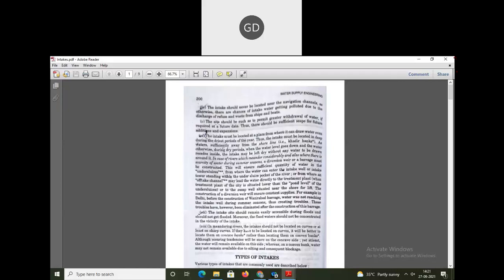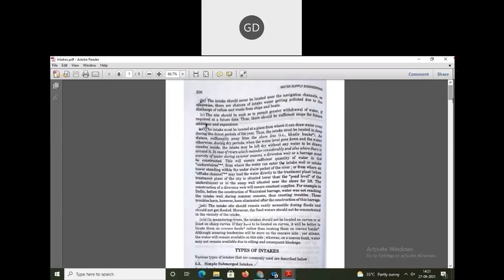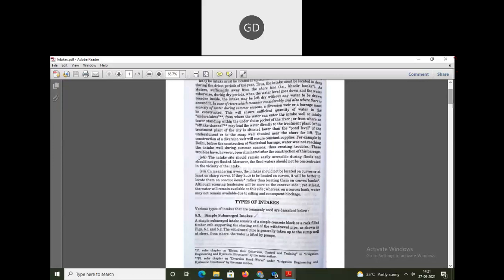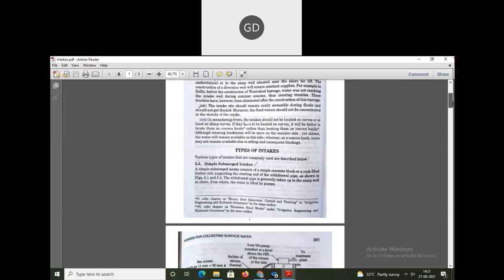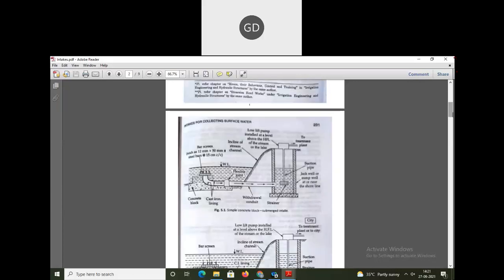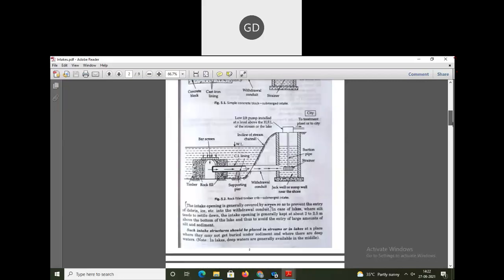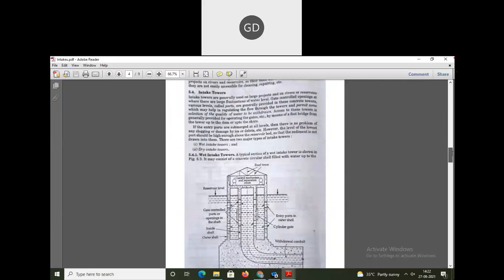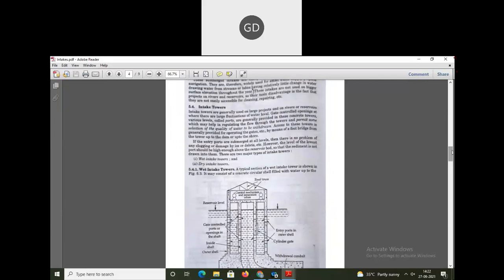Now, there are different types of intakes. This part you will be self-studying. These are the different types of intakes. Number one is your simple submersed intake, and there is a diagram of the intake here. Then next is your intake tower. Within intake tower, two types are there: the wet intake tower and the dry intake tower.